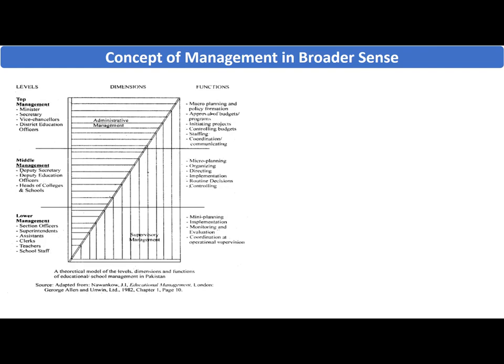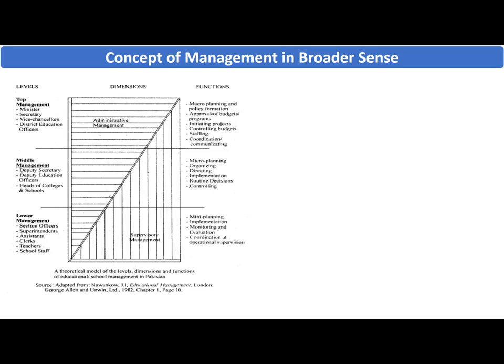The next point is the concept of management in the broader sense. Here, at top level management we can say ministers, secretaries, vice chancellors, and district education officers. These are mostly considered as top level management. What are their functions? Their functions are macro planning and policy formation, approval of budgets and programs, initiating projects, controlling budgets, staffing, coordination, and communicating.